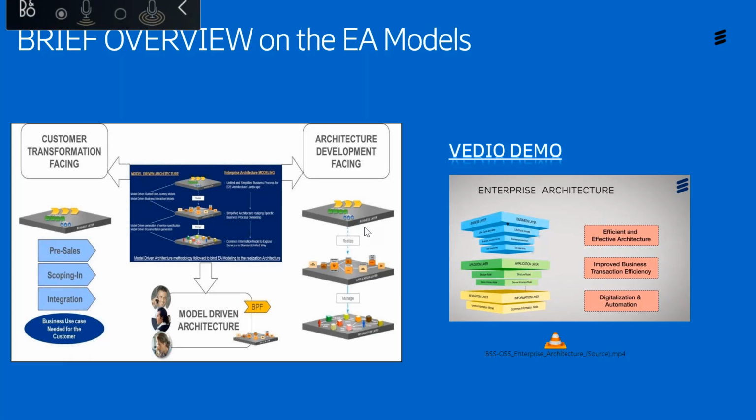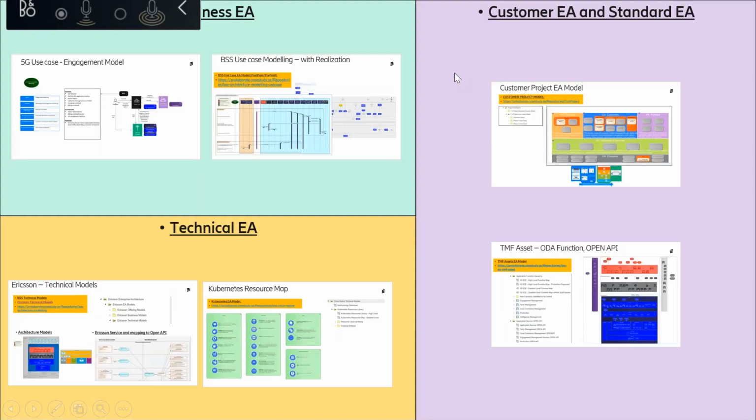So now, until now it was more of an overview that I was showing. Let me take you into some of the sample models that we have done. Because of time restrictions we will not be able to go into details, but at least I can show you a glimpse of the models that we have produced in the enterprise architecture, and that helps you understand what we have done. I'm going to showcase something related to the business layer, the technical layer, and also the customers and the standard EA layer.